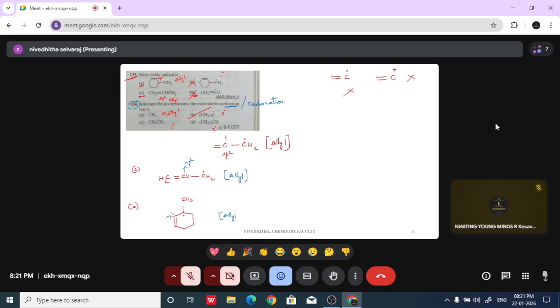First option is not only allyl, that also seems to be a tertiary one, because this is the carbon with the odd electron. It is connected with 1, 2, 3 carbons. So this is tertiary also. So among A and C, A is most stable because that is tertiary as well as allyl.